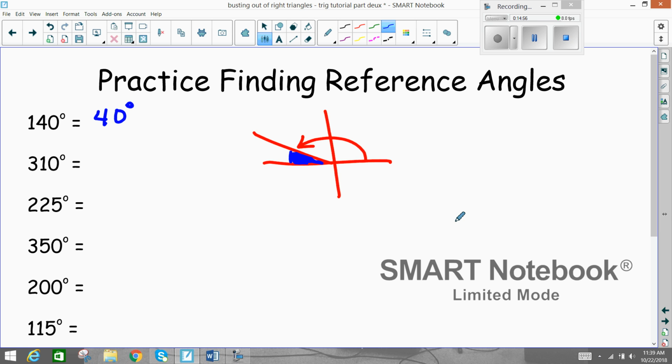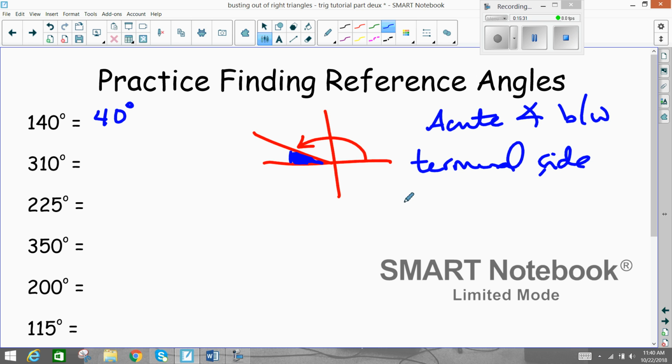Okay? I'm going to have you pause the video and try to figure out the other ones. There is no rule like, oh, we always subtract from 180, or we always add to 180, or we always subtract from 360. Yes, you do all three, depending on the quadrant it falls in. So I recommend sketching the angle and then figuring out the acute angle between the terminal side and the x-axis. Okay, don't be foolish, not the y-axis.